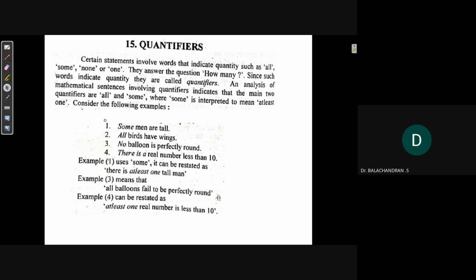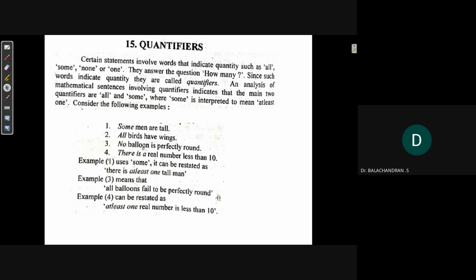Here you can see some sentences. Some men are tall. All birds have wings. No balloon is perfectly round. There is a real number less than 10. Instead of writing some men are tall, you can restate it as there is at least one tall man. Both of them are equivalent. Some men are tall is equivalent to there is at least one tall man.